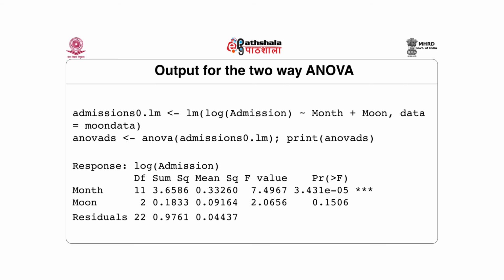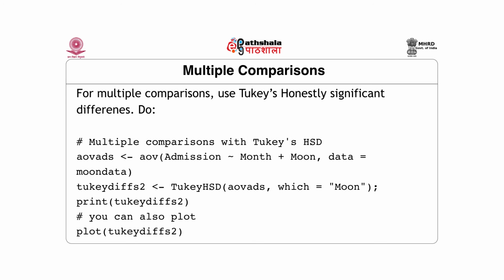So for multiple comparisons, we can use Tukey's honestly significant difference to see whether there are certain months in which these effects happen. We could do it in two ways. We could do it by the moon phase, so that it makes it a little easier for us to capture. You could also do what is known as by the month. Let's see what it means.